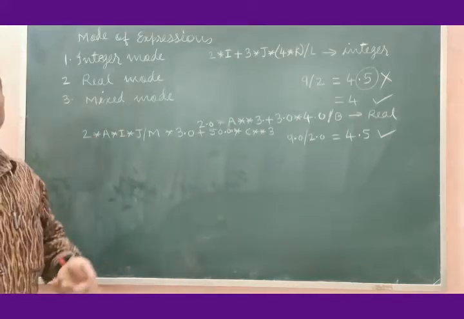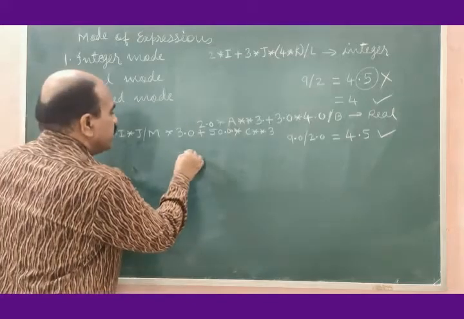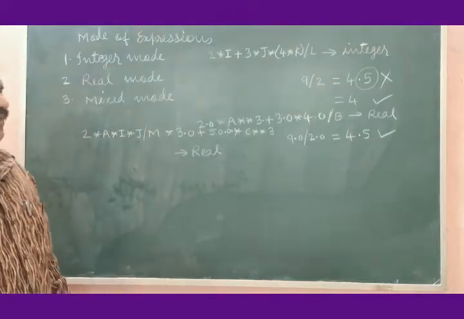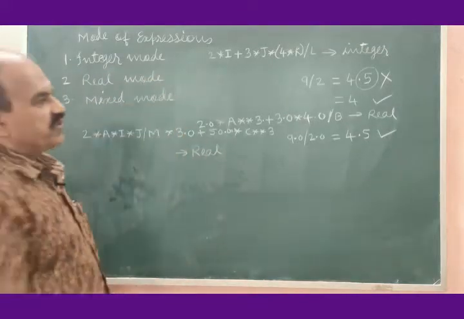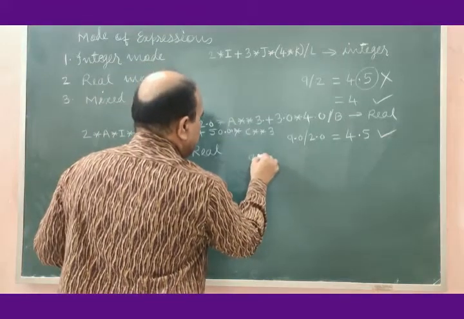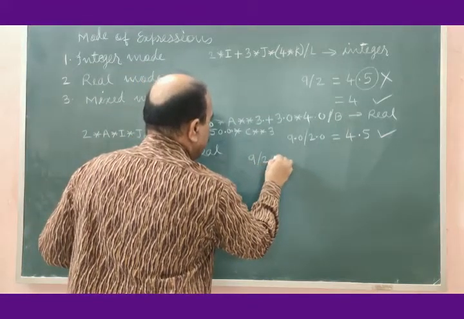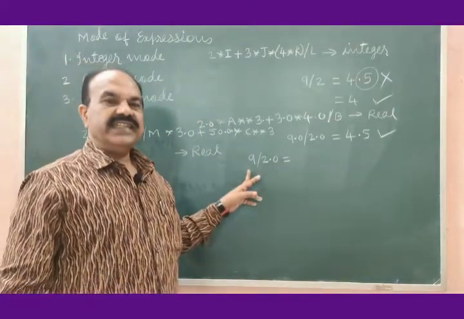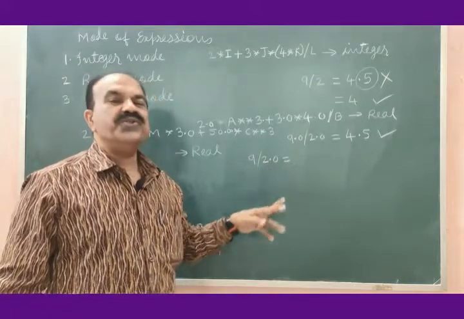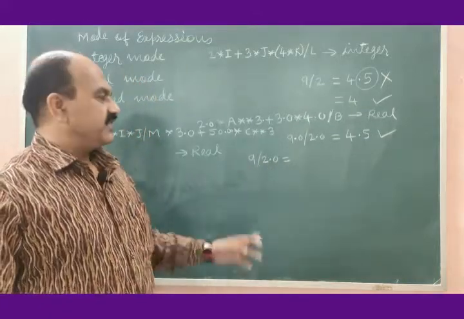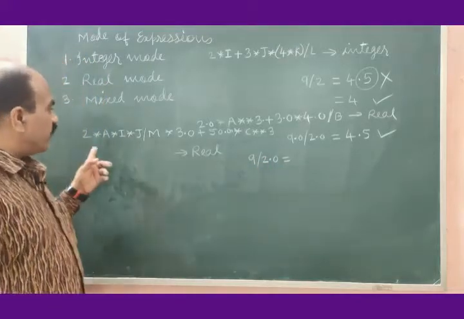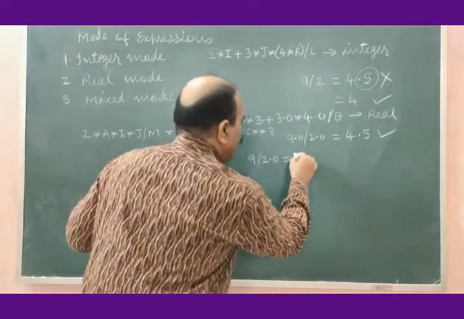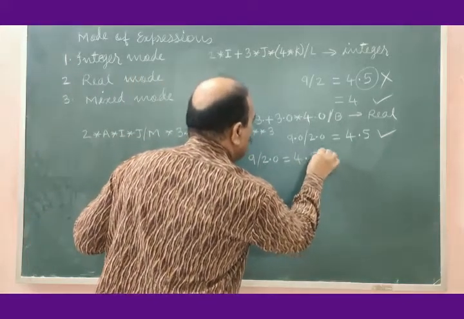And what should be the result of a mixed mode arithmetic expression? The result of a mixed mode arithmetic expression should be real. We shall go to the same example: 9 divided by 2.0. 9 is an integer constant, 2.0 is a real constant. It should be real, and therefore the answer of this is 4.5.